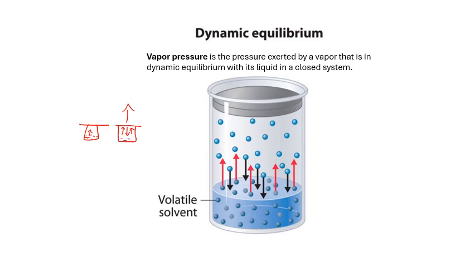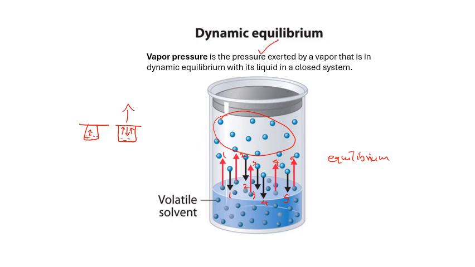And at a certain stage, when there is enough vapor on top of the liquid, the particles escaping from the liquid are going to be the same as the particles condensing back into the liquid. So whatever is going up is equal to whatever is going down. That means it will reach an equilibrium position. So that is called dynamic equilibrium.